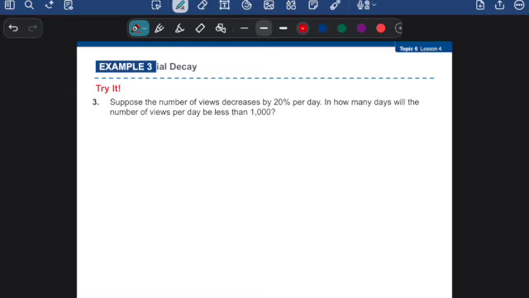Try it number 3. Suppose the number of views decreases by 20% per day. How many days will the number be less than 1,000? So let's see how that changes our function formula. f of x equals, what's the initial value? Still the same, 8,192, but now it's decreasing by 20%. So this becomes 8,192 times 0.8 raised to the x. So let's type that into our calculator and see how many days it takes to be below 1,000.